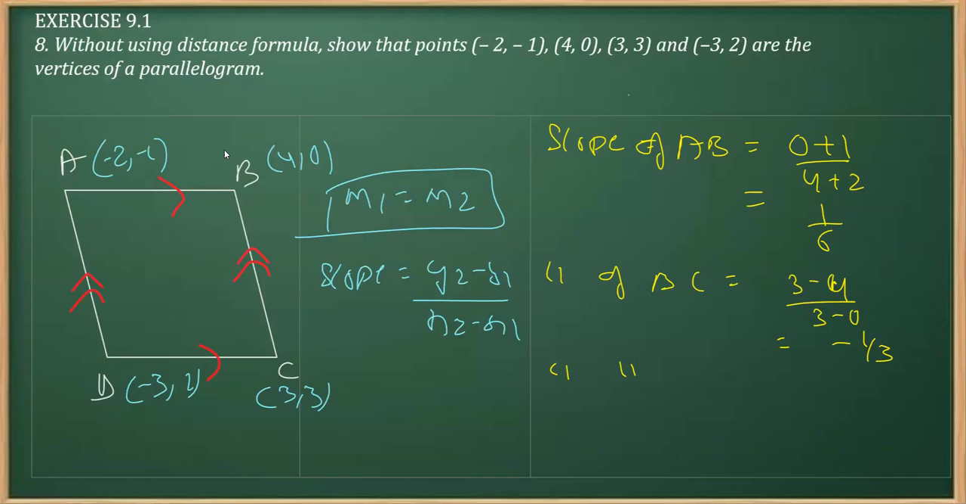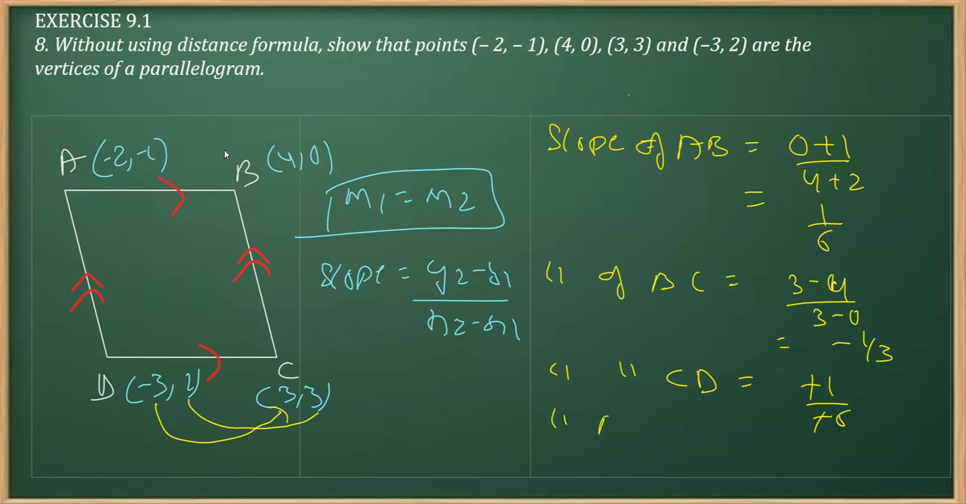Then we get the slope of the next, that is CD. CD is again y2 minus y1 over x2 minus x1. Sorry, we did something wrong here. It was y2 minus y1, so I should have taken y2 minus y1, that is minus 1, and x2 minus x1, that is minus 6, which gives 1 over 6.